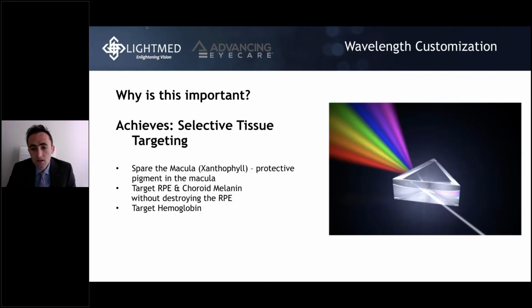So why is it important to achieve selective tissue targeting? First of all, you want to spare the macular protective pigment, the xanthophyll, and you want to target the RPE and choroid melanin without destroying the actual RPE. So basically, you want to stimulate the RPE, but not cause destruction to the tissue. And of course, you want to target the hemoglobin that is present in the microaneurysms, the leakage of which feeds into the macular edema.